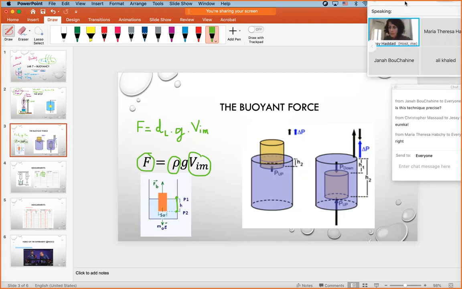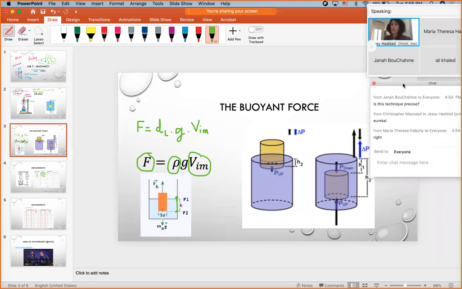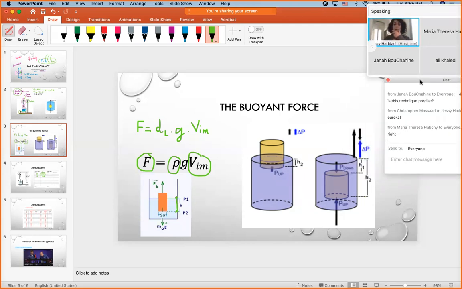So somebody was asking me about precision, and the famous Eureka. So the technique is precise. I don't see why not. Tell me, Jana, I would love to hear you. Why do you think the technique is not precise?